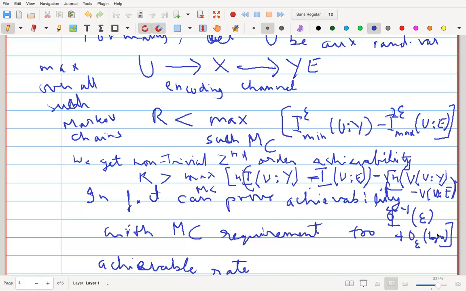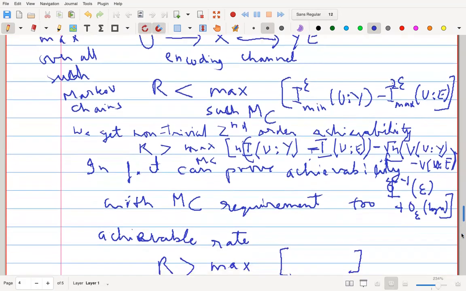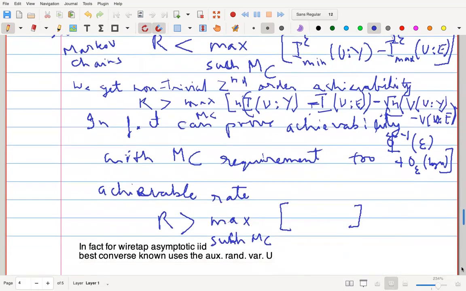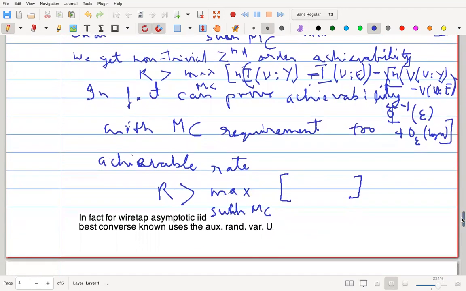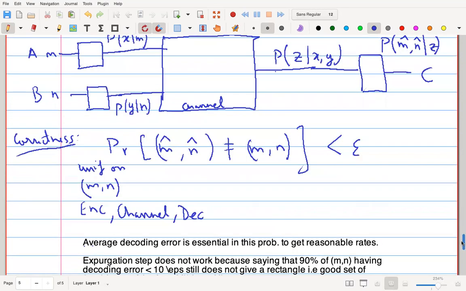So since we already know an IID converse, and we know how to go from one shot to IID, at least for the achievability, is it not? I mean, you are using that roundabout route. So we know what the first order dependence is. There is no doubt about it because we have the IID converse. Right. So the thing is, we don't know what the second order dependence is.